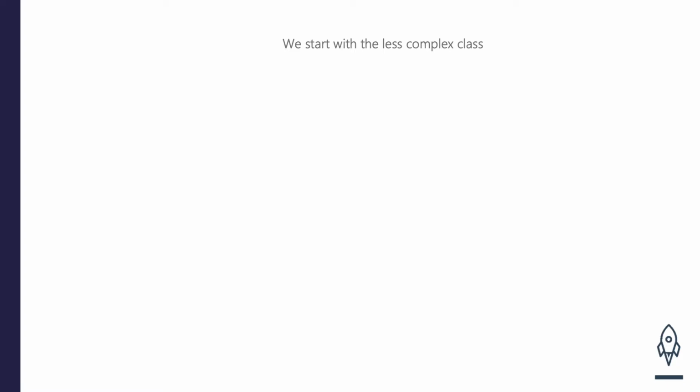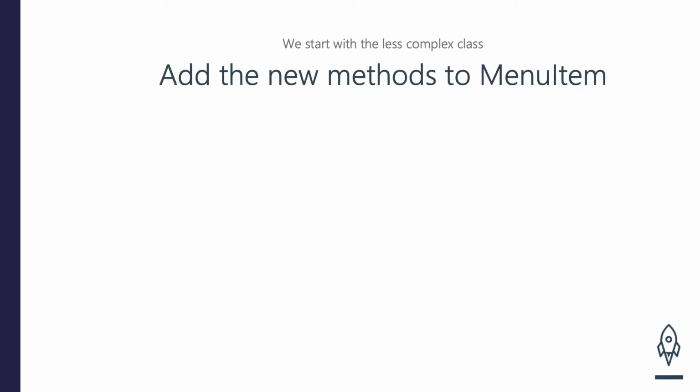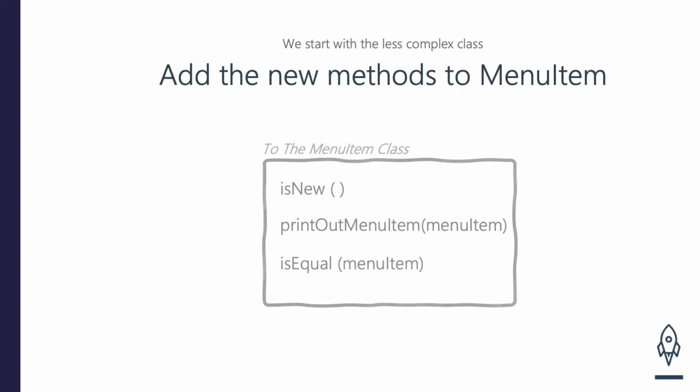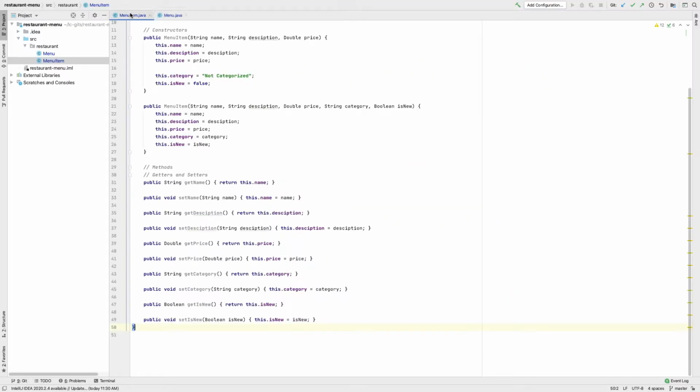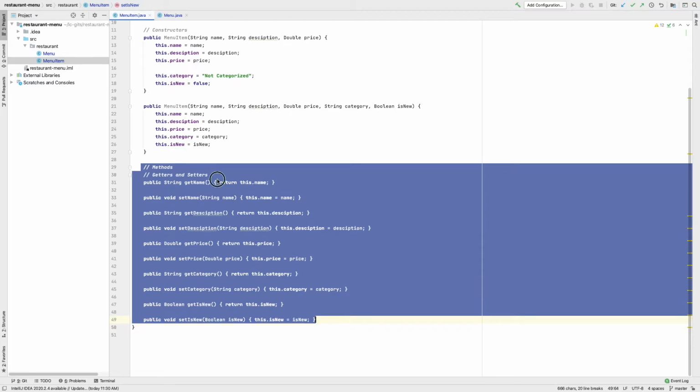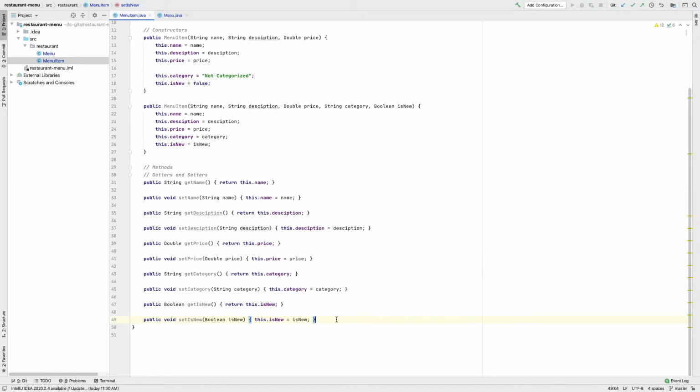Now we have to pick which one we want to start with, menu item or menu. I'm going to pick the less complex class, which is menu item. So we need to add those new methods into menu item. And as a reminder, these are the ones we're going to be adding. The first one is isNew. So let's go ahead and do that now. We come to the menu item class. I come down to the methods section, and I see I have my getters and setters. If we ever want to create other methods, we would put them down here, below the getters and setters.